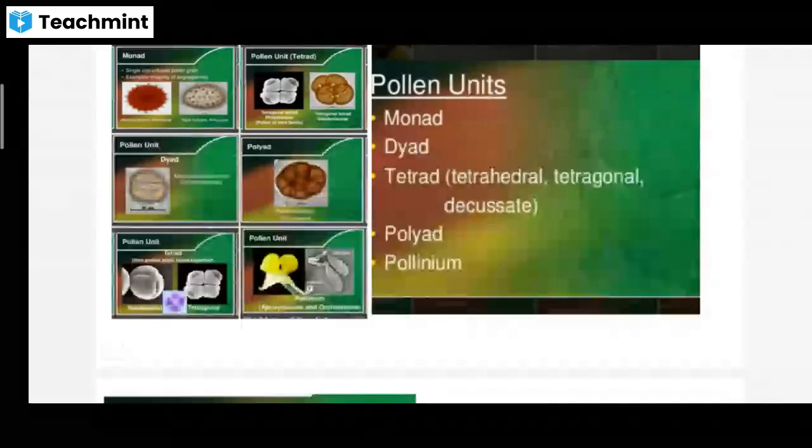It may be a polyad, meaning so many tetrads, like Mimosaceae family members. Now the last is the pollinium. It means the pollen grains present in a hard packet-like structure like Orchidaceae family members.